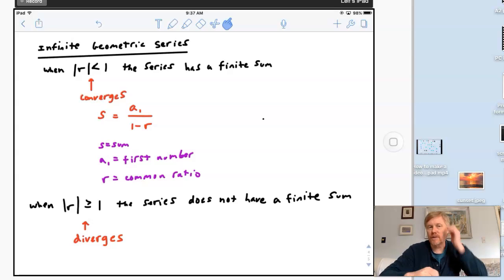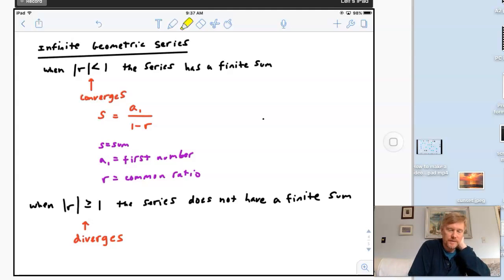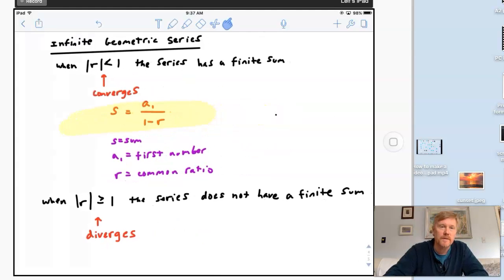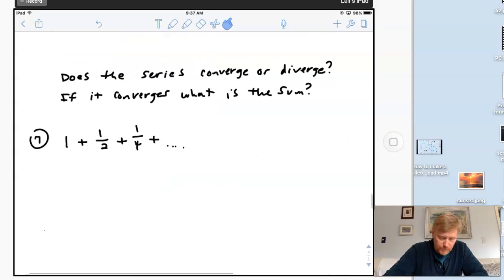So if it has a finite sum, we say that converges. And if it has an infinite sum, we say that diverges. And there is a formula to find out what the sum is, and it's pretty straightforward. S equals A of 1 over 1 minus R. So that's the relevant information for the next couple problems. You'll get more into the finite and infinite series when you get into calculus.